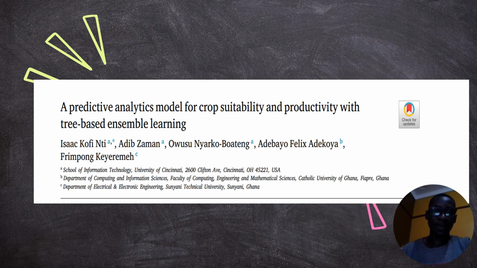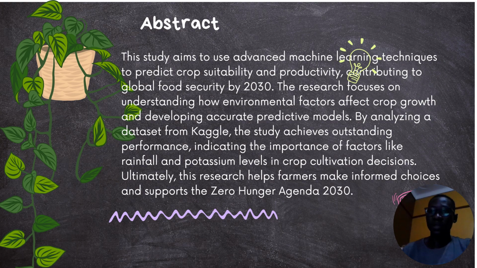And this is a paper that the gentleman down here, Isaac Coffey, of the School of Information Technology, University of Cincinnati in the USA, came up with. If we take an abstract of why he came up with this paper, the problem statement: their study aims to use advanced machine learning techniques to predict crop sustainability and productivity, contributing to global food security by 2030. So the research focuses on understanding how environmental factors affect crop growth and developing accurate predictive models.